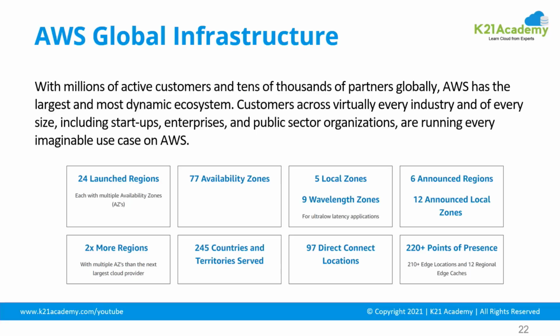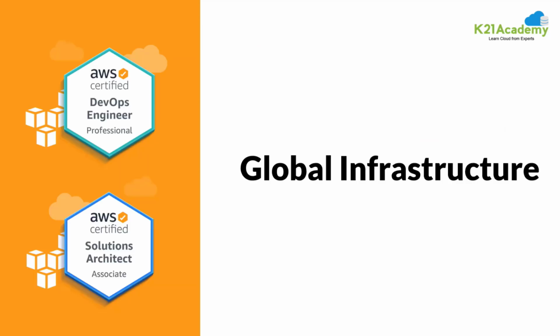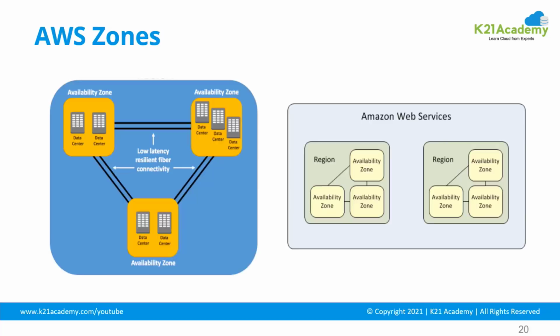So with millions of active customers and tens of thousands of global partners, AWS has the largest and the most dynamic ecosystem. Customers across virtually every industry, be it finance, telecom, education, research, motor, retail, and every size, big, small, medium, including startups, enterprises, and public sector organizations, are running their services on AWS. So that's the AWS global infrastructure consisting of regions and availability zones.